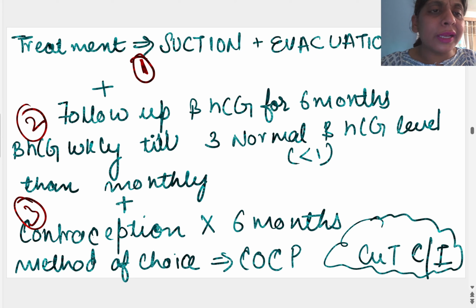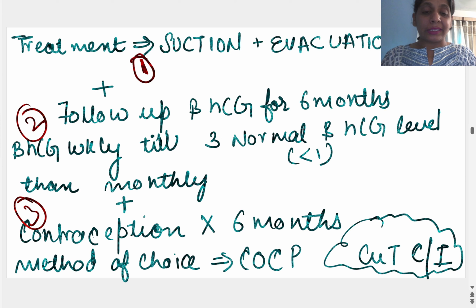Speak out with me. Serial beta HCG is done in... if you have 2 choices, ectopic or molar pregnancy, what will you mark? Serial beta HCG is done in molar pregnancy. In ectopic pregnancy, we do only 2 beta HCG after 48 hours, right? But in this case, how many beta HCG are we doing? We are doing it weekly till the beta HCG gets normalized, and once it gets normalized, we still do it monthly till 6 months.